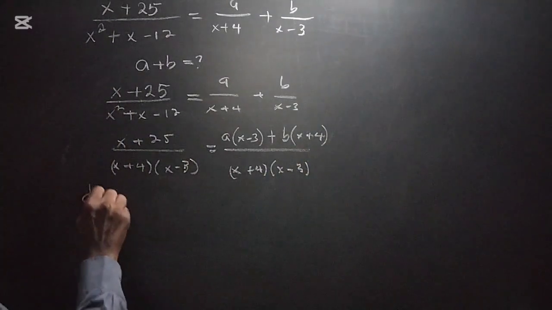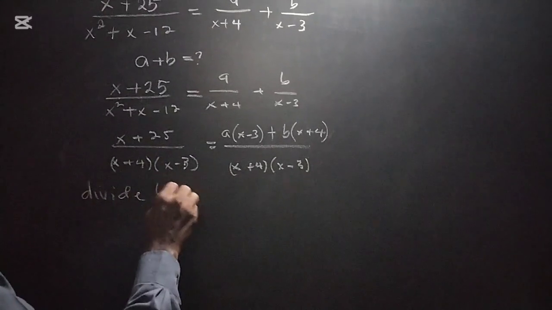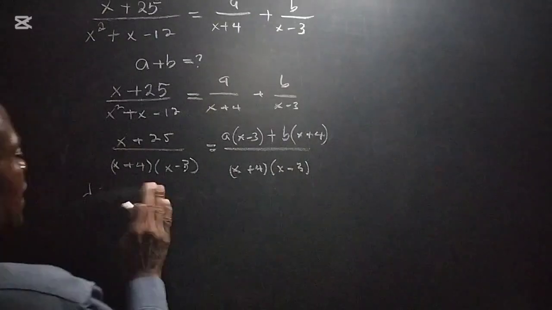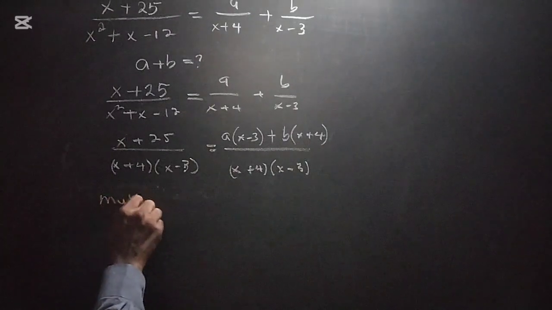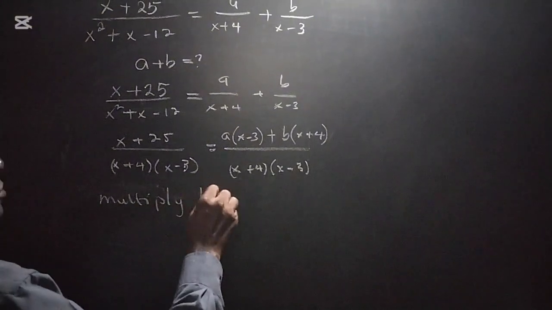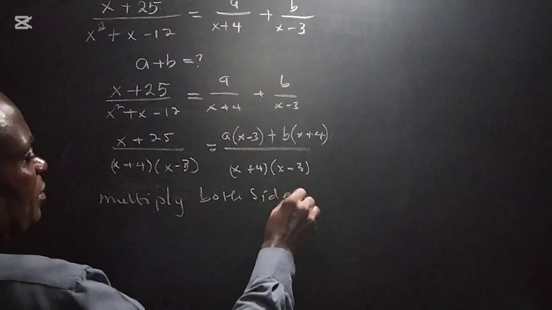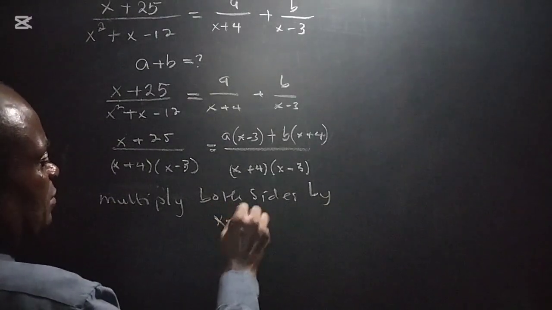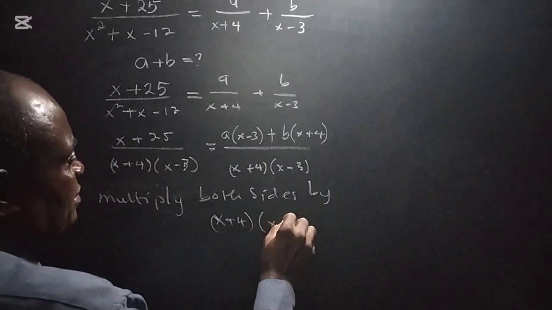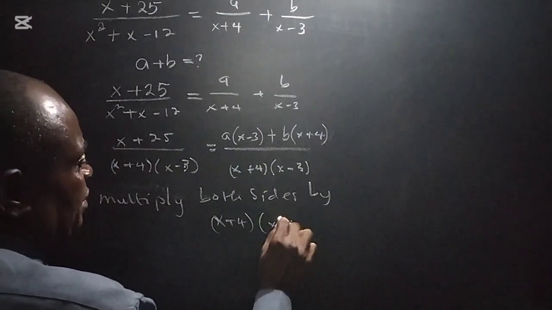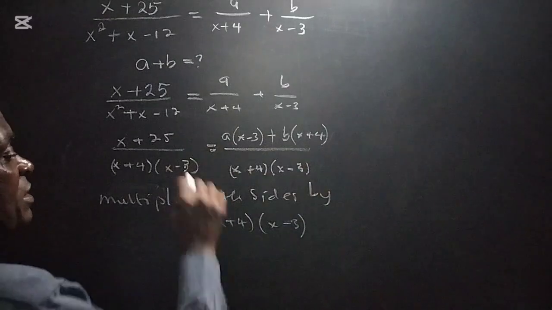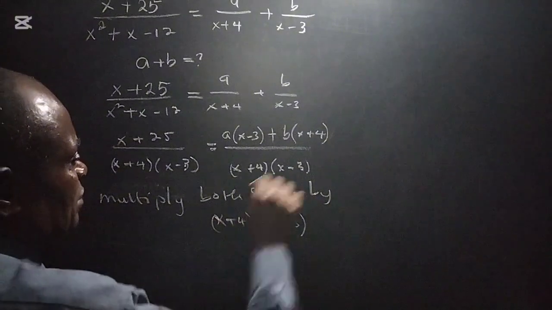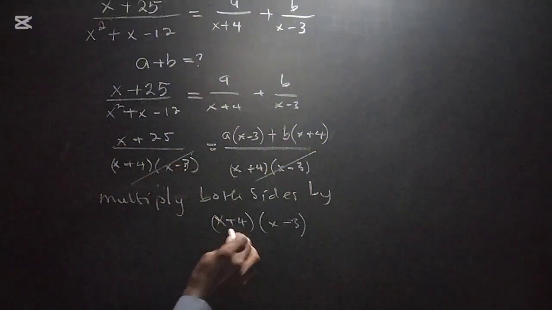So we multiply both sides by x plus 4 and x minus 3. All right, since the denominator is the same, if you multiply this factor by each of the sides, then we cancel out. You discover that this will cancel out if we multiply this.